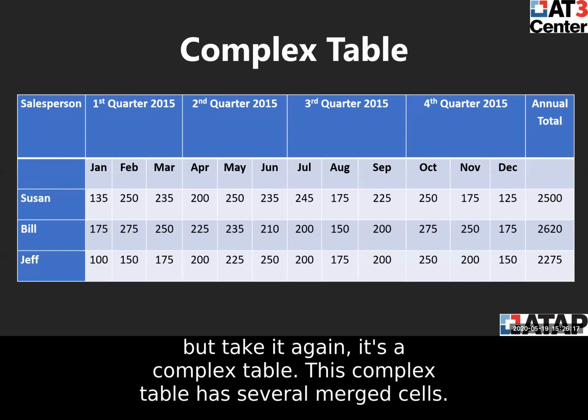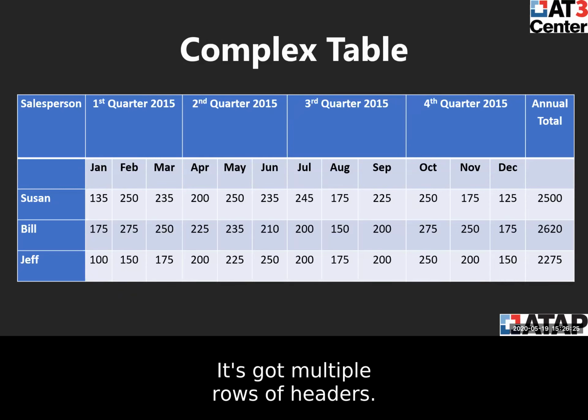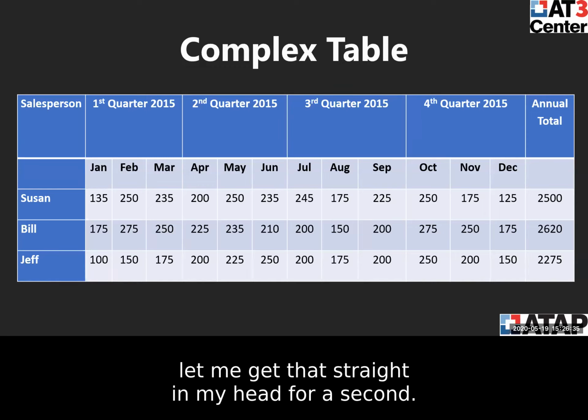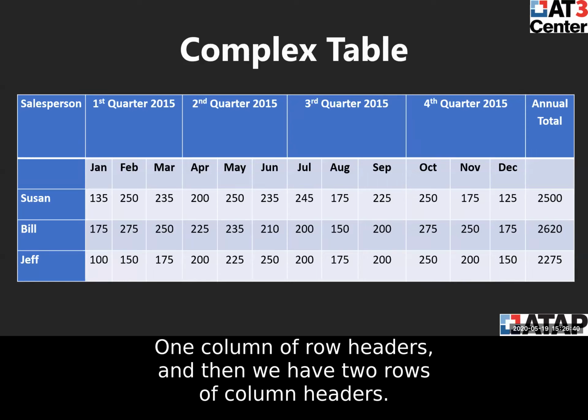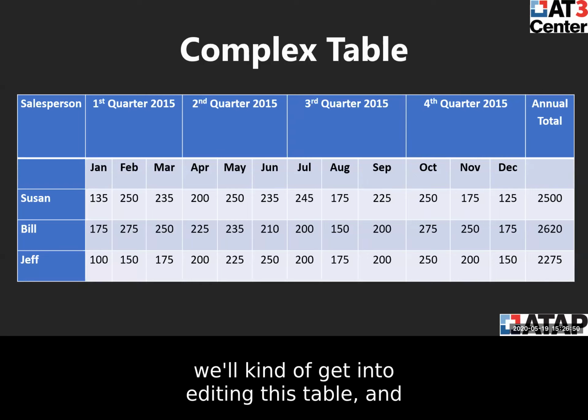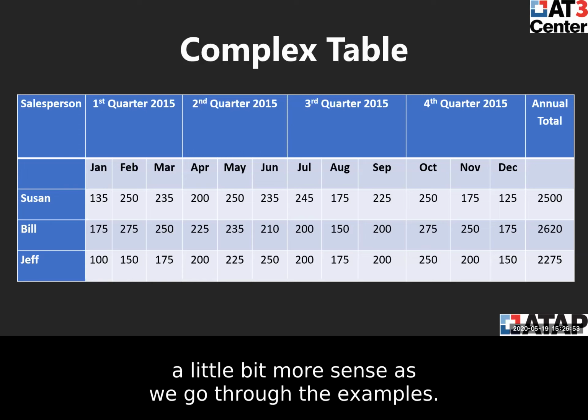But take it against a complex table. This complex table has several merged cells. It's got multiple rows of headers. So we have, it looks like 2 rows of headers, and then, let me get that straight in my head for a second. 1 column of row headers, and then we have 2 rows of column headers. That sounds like a bit of a tongue twister, doesn't it? But we'll get into editing this table, and so I hope some of that starts to make a little bit more sense as we go through the examples.